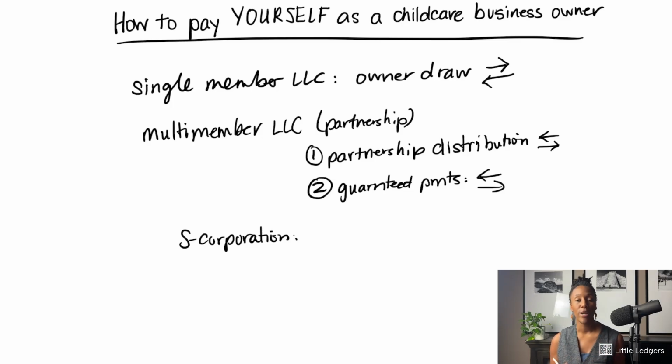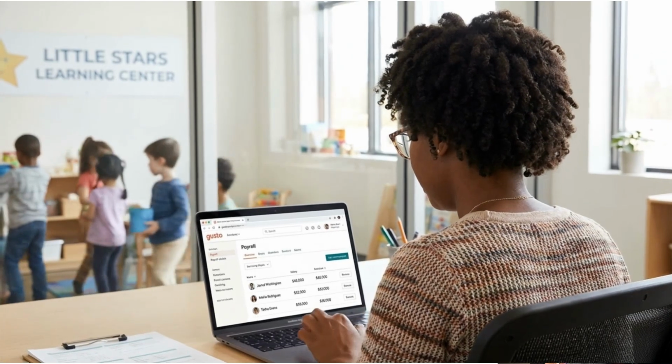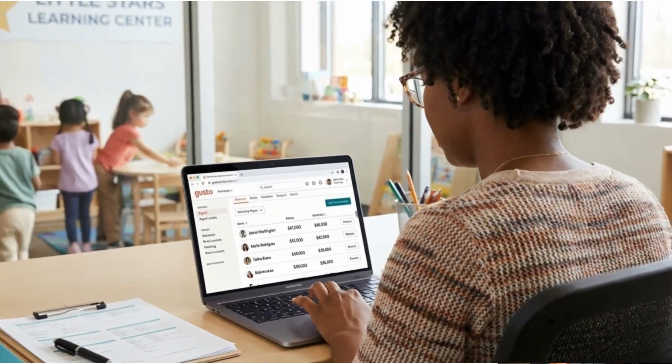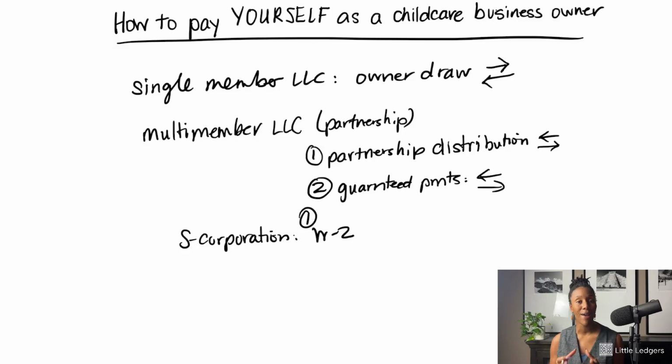For the S Corporation, there are again 2 different ways that you can get money out of the business as the owner of the childcare center. The first way is to take a W-2 wage, and this is required. If you are an S corporation owner and you are not yet taking out W-2 wages through payroll, just like the rest of your team, you are in the wrong and we need to get it fixed. The IRS requires that you pay yourself a reasonable salary and you have to have the taxes withheld just like the rest of your team.